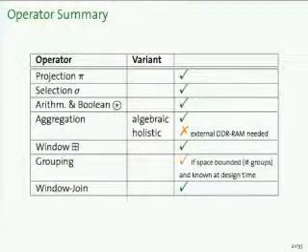So, wrapping up at this point, the operator summary. This compiler, what can we support at this point? We have projection, selection, arithmetic and Boolean operations. We can do aggregation, which I haven't shown you, if the state of each aggregate is algebraic, which means it has a constant state, like sum, count, max, mean.